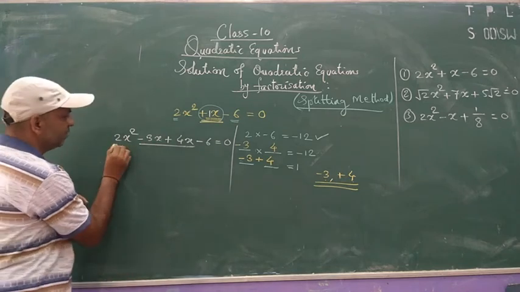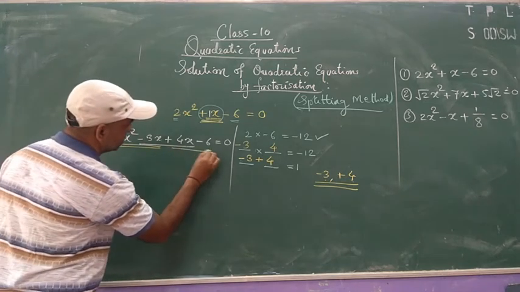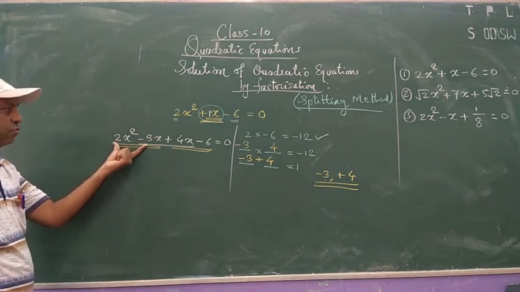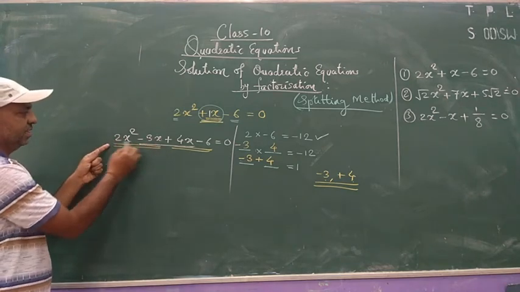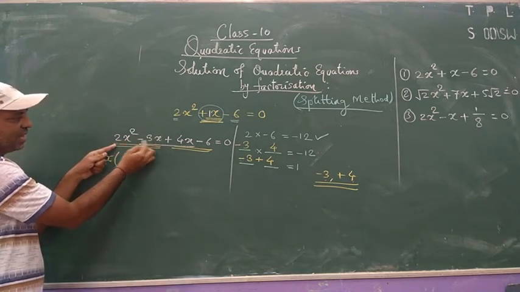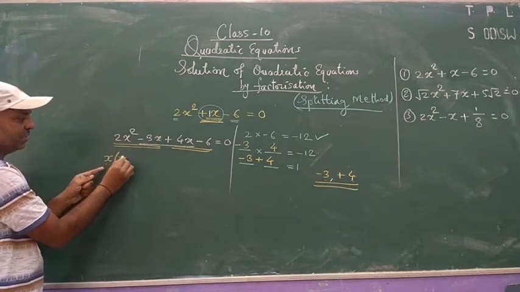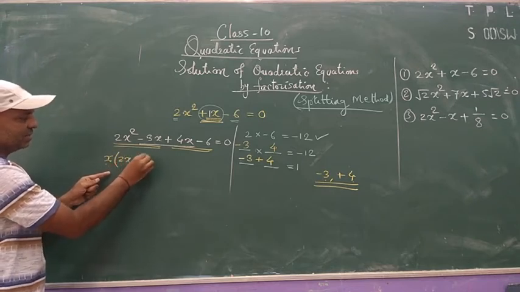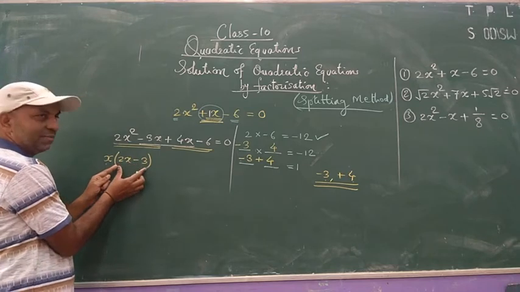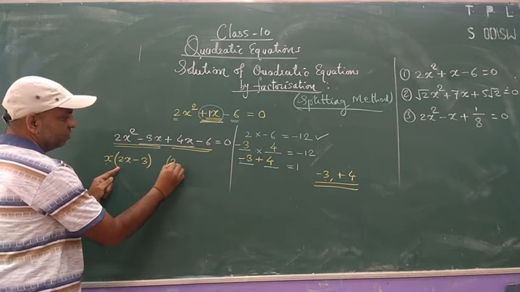Now just make the group of these two terms. So what is the common here in this first group? Common is, see, here x is common. So when I took x common from here, what is left here is 2x -3. Then what you have to do, this first bracket, write it as it is.